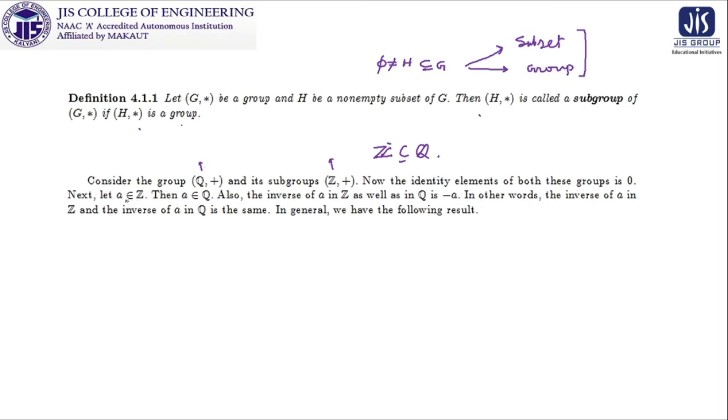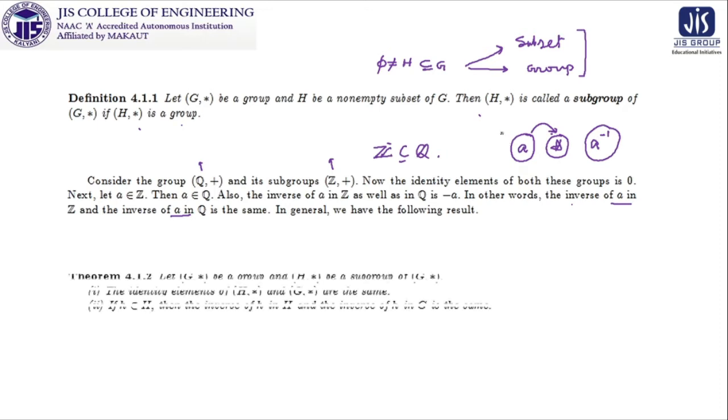Now if we consider an element a in Z, it will obviously be in Q because Z is a subset of Q. The inverse of a is in Z because (Z, +) is a group, as well as in Q because (Q, +) is also a group. So in other words, the inverse of a in Z and the inverse of a in Q will be the same, because the element we have taken is the same and the operation is the same. So one element with the operation fixed has the same inverse element, because the inverse is unique, a property we already have in groups.